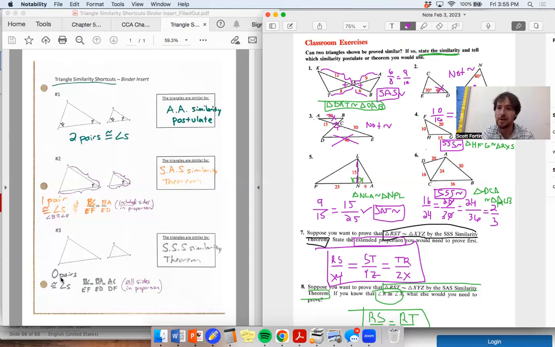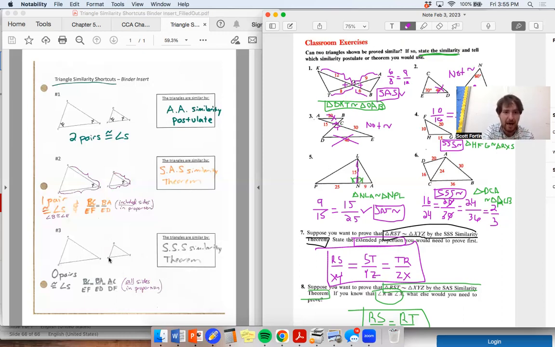If I have no pairs of congruent angles, I have to show all the sides, all three. And how many sides are there in a triangle? There's three. I have to show that all three sides of this triangle are in the same ratio with their corresponding sides in the other triangle. So that's why we have an extended proportion here.